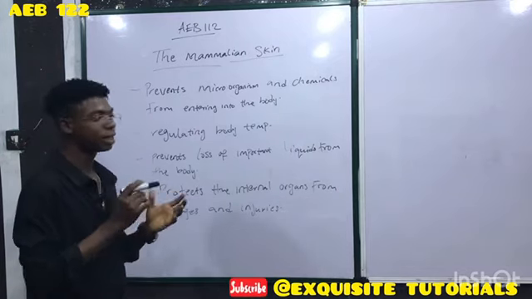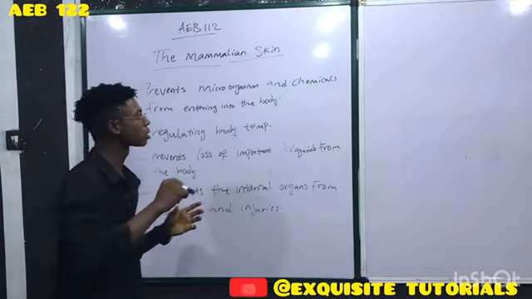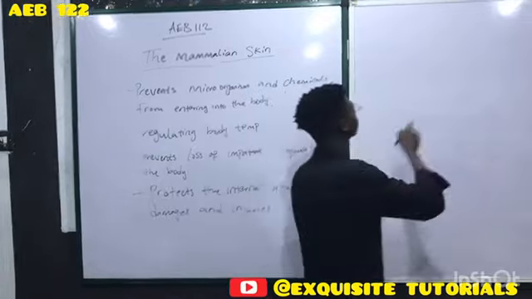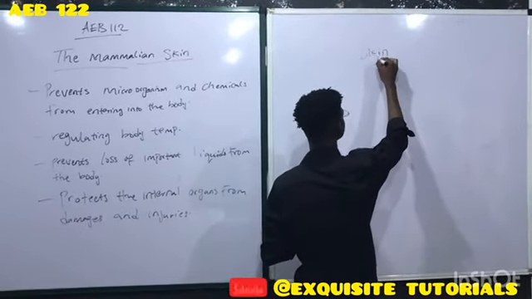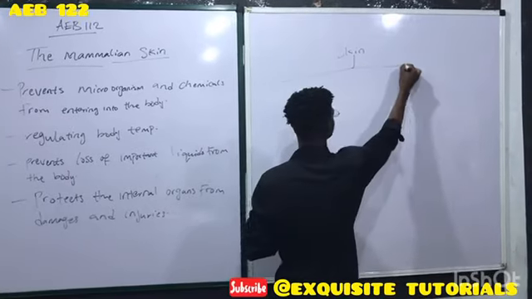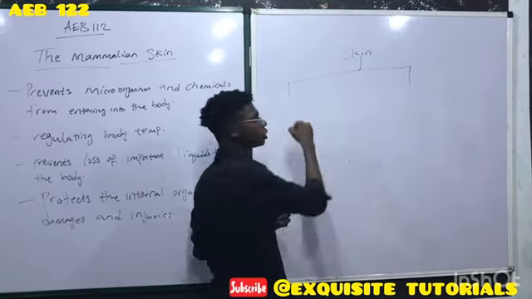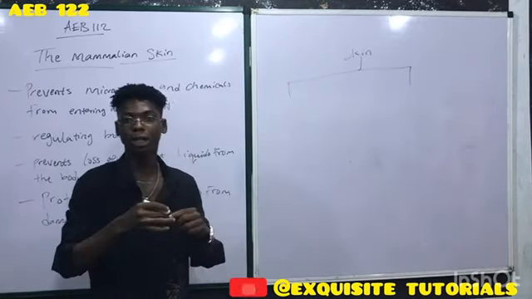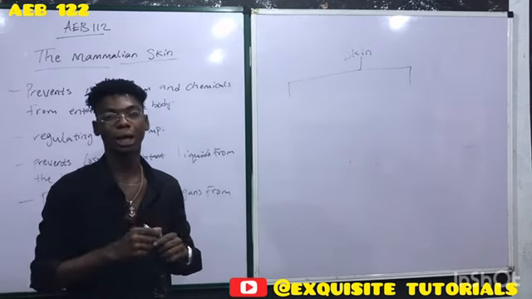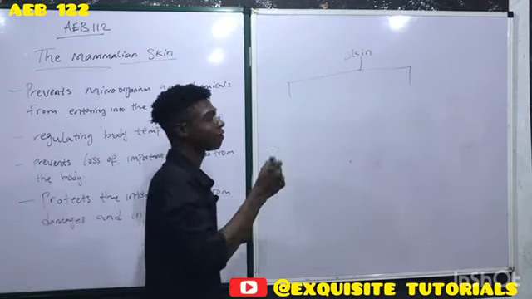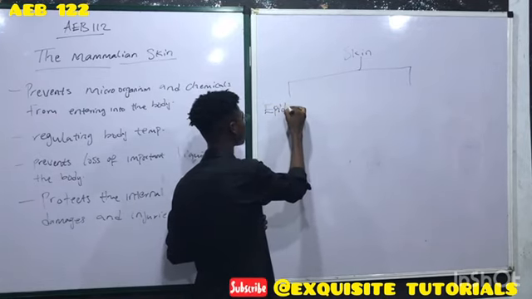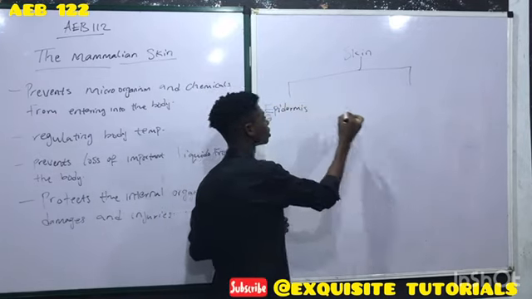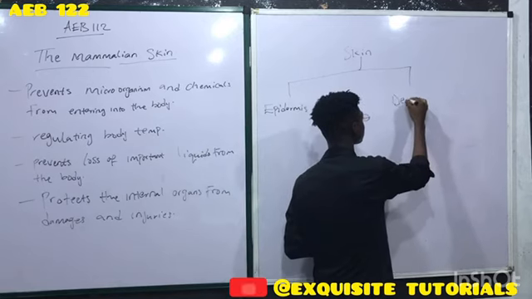Now, the skin is divided into two parts. Should I say parts or layers? Some will tell you three because of the subcutaneous layer, but I will get there. The skin is divided into two parts: the epidermis and the dermis.